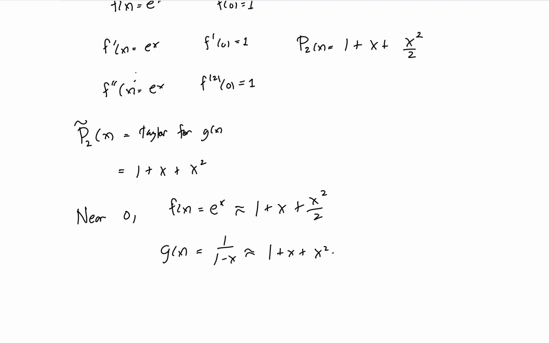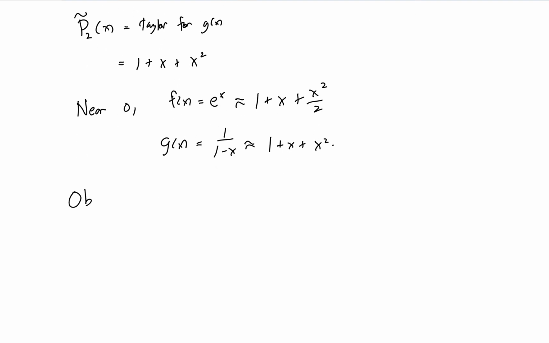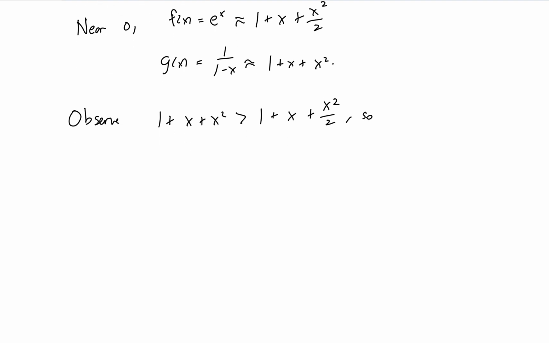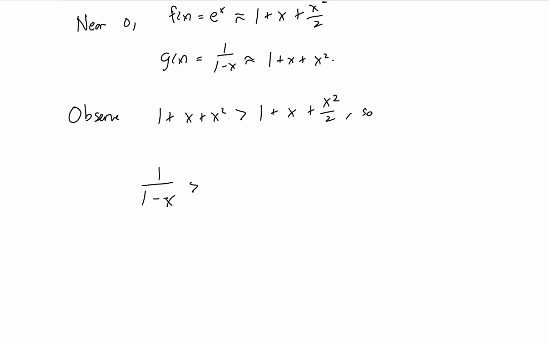And since we took our a to be 0 here, we need the x's to be close to 0 for this. And now observe that the first two terms of these are equal, but then after that you're comparing x squared over 2 and x squared. So 1 plus x plus x squared is bigger than 1 plus x plus x squared over 2. So that tells us then that 1 over 1 minus x is bigger than e to the x for x near 0. That's a nice, easy application of Taylor polynomials there.